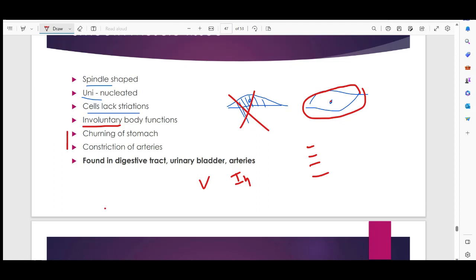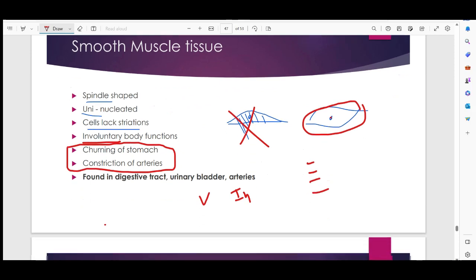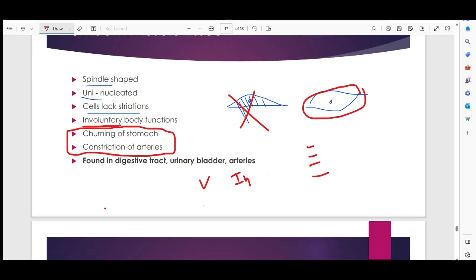And now they are giving us some locations and places where it works. So it's churning of the stomach. The stomach also has smooth muscles, and churning means contractions that happen in the stomach to digest food properly, and constriction of arteries. When our blood flow is occurring, we don't feel it, right? So in those places we have smooth muscles. It would be better if you can remember these examples, but these are not much asked.